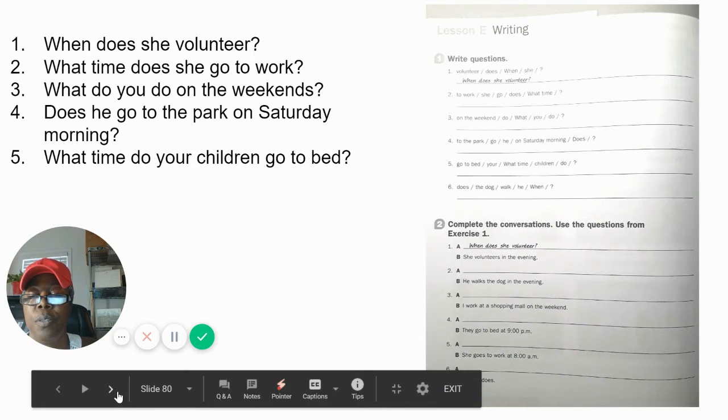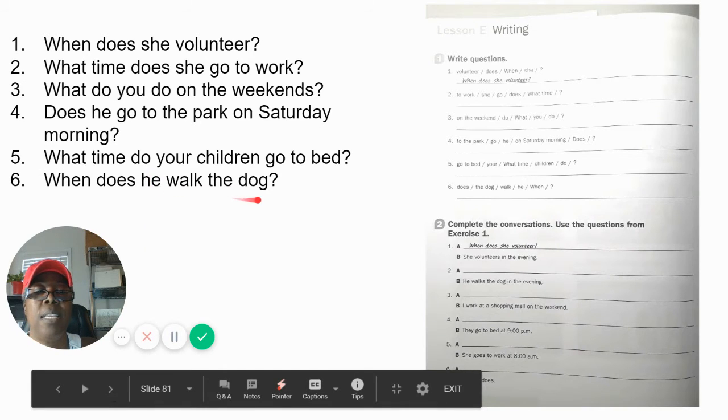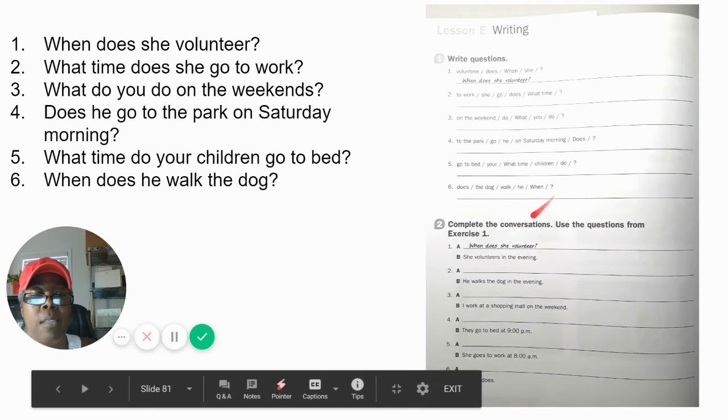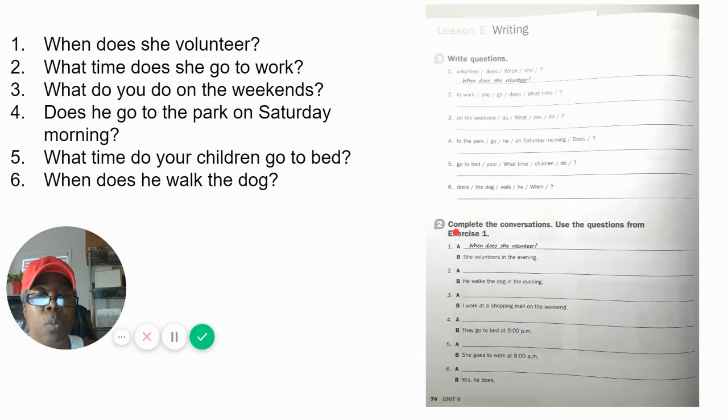So our answer, when does he walk the dog? All right, so now let's look at exercise 2.